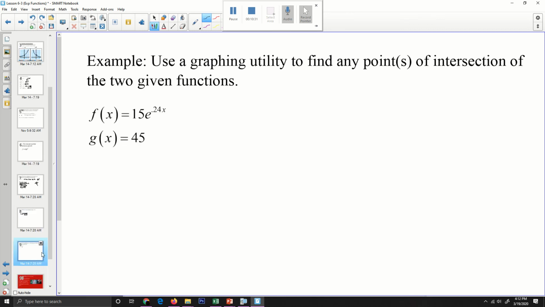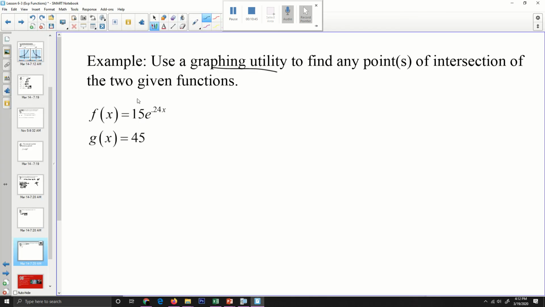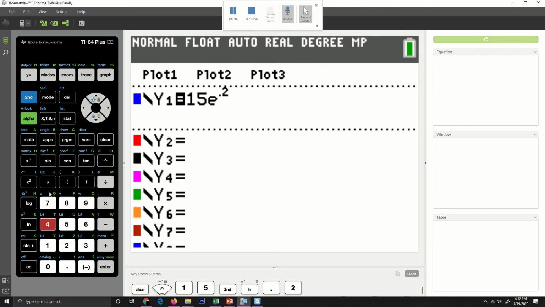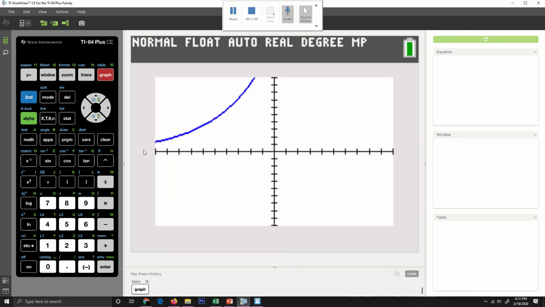And then the next one here says use a graphing utility to find any points of intersection of the two given functions. So I have two different functions. We want to use a graphing utility to do that. So we are going to go to our y equals. We're going to clear out stuff from the one before it. The first function is 15e to the 0.24x. So 15, and then second e to the 0.24x. And then the next one was 45. All right, so before we hit graph, let's think about what this thing looks like. Actually, you know what? Let's just hit graph.